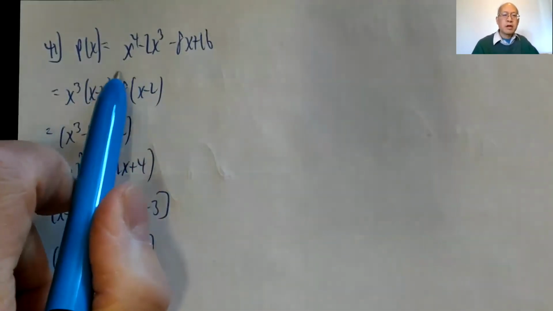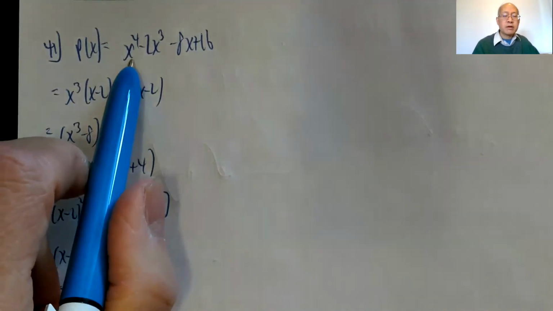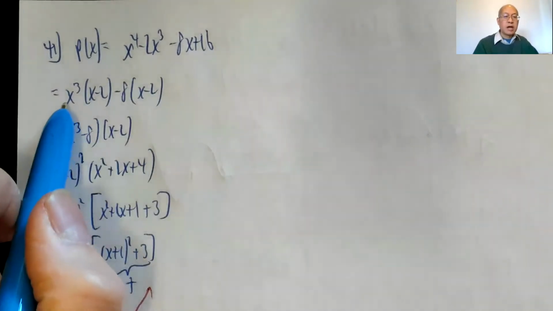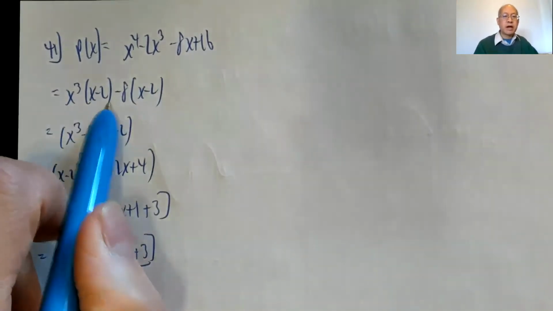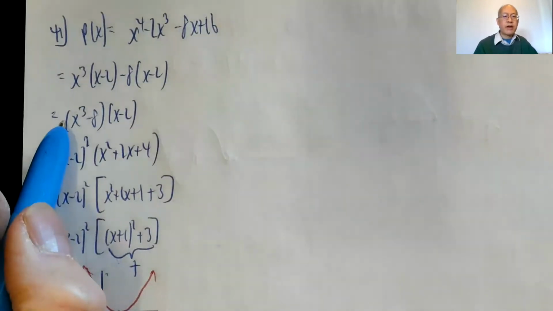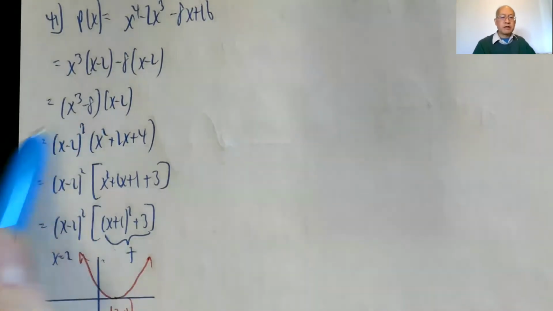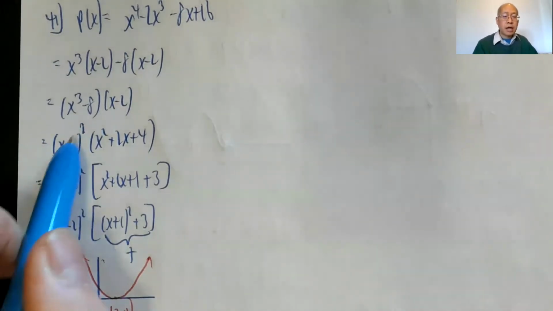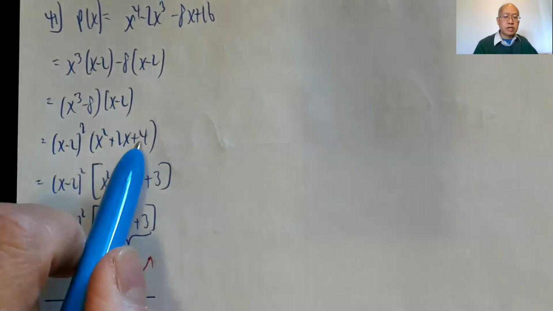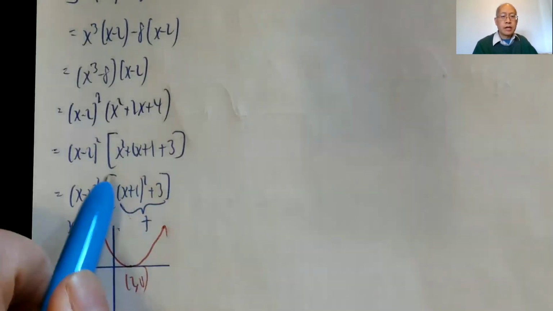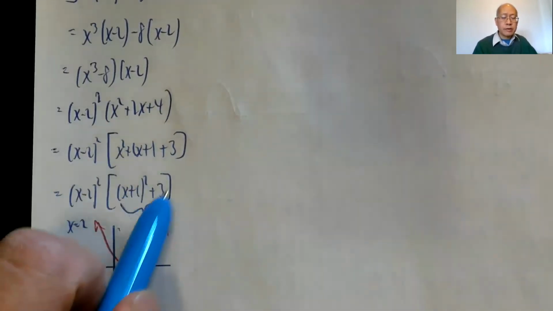41, factor out by grouping, x cubed, x minus 2, minus 8, x minus 2. Factor some more, x cubed minus 8 times x minus 2. This factors out as x minus 2 times another x minus 2, x squared plus 2x plus 4. Okay. This expression can be shown to always be positive.